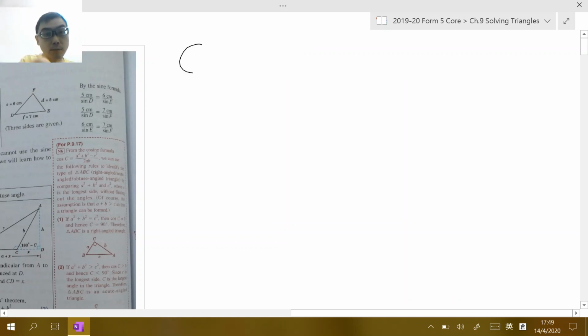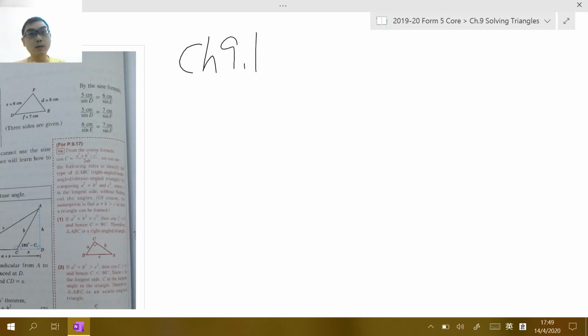If you still remember, last session we started talking about solving triangles. That means we deal with any type of triangle, not only the right angle triangle you learned in Form 2 and 3, but now we have to learn all types of triangles, no matter acute angle triangle or obtuse angle triangle. Last time we first learned the sine formula.